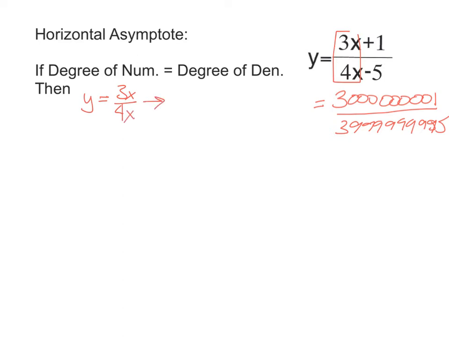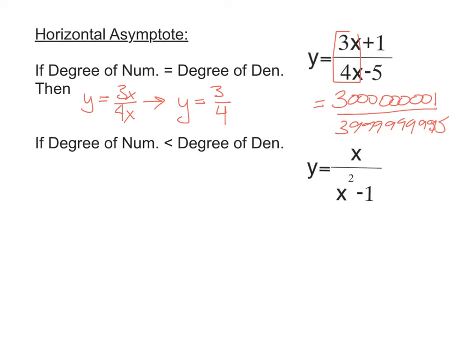And simplify that. That means that our horizontal asymptote is going to be the line y equals 3/4. So instead of being at the x-axis like it was before, this is going to get shifted up to y equals 3/4, and we do that by looking at leading coefficients, or leading terms.